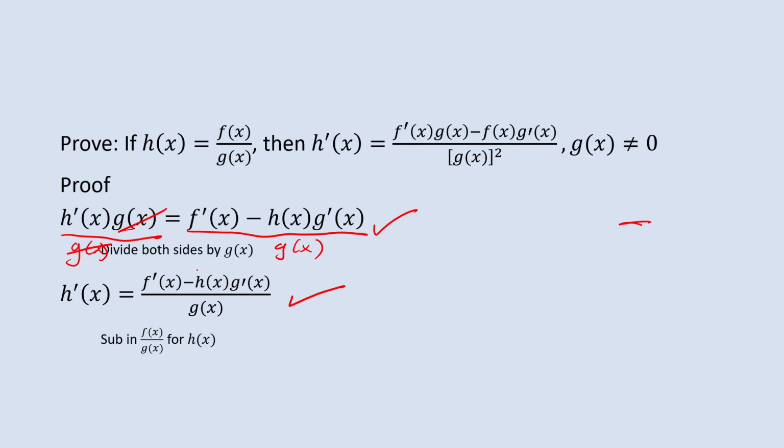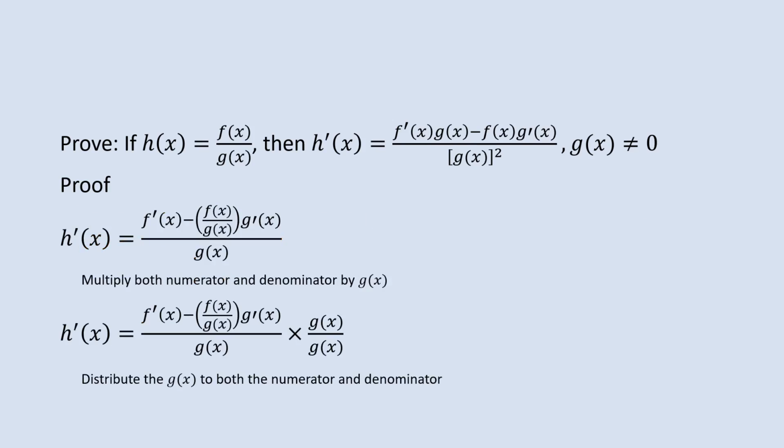The next thing we're going to do is right here where we have h of x, we're going to sub back in f of x over g of x. That's literally written right in the question. So we're going to sub that back in the next line. And that's what we've got here.